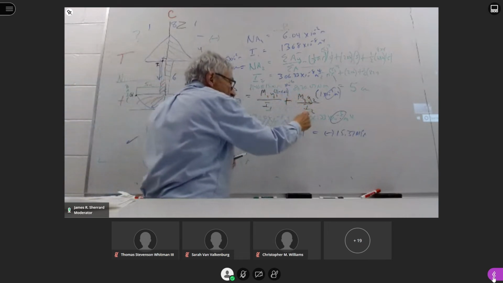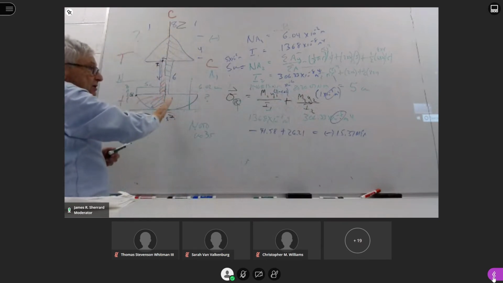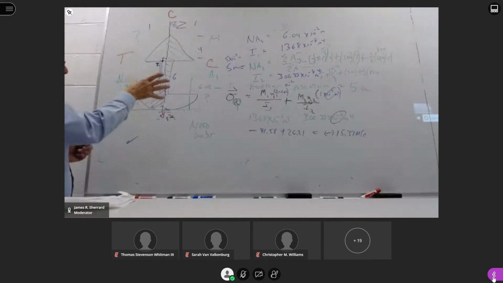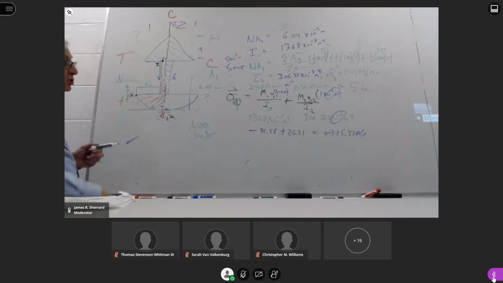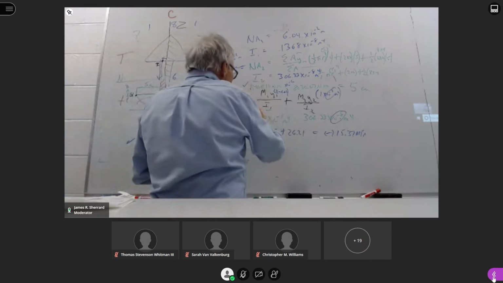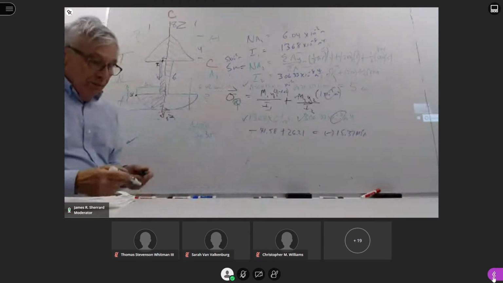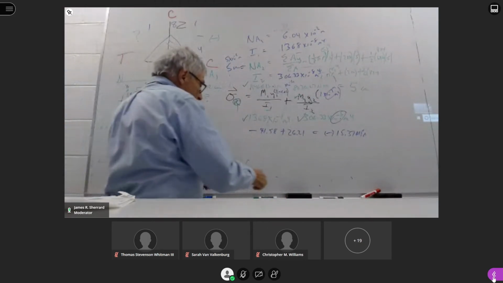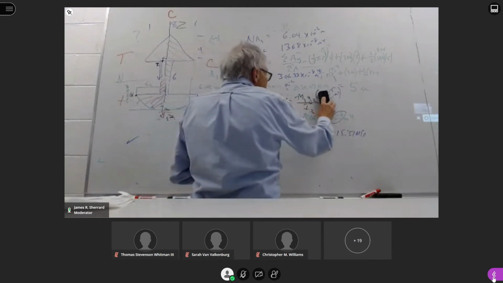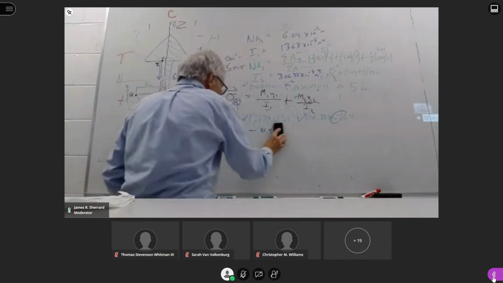Does M2 or I2 change? No, because they're a function of the neutral axis on the rotated shape with its unique baseline. So this value, this value, this value, and this value all stay the same. Now we have to go see what are the y's associated with that one. Okay.